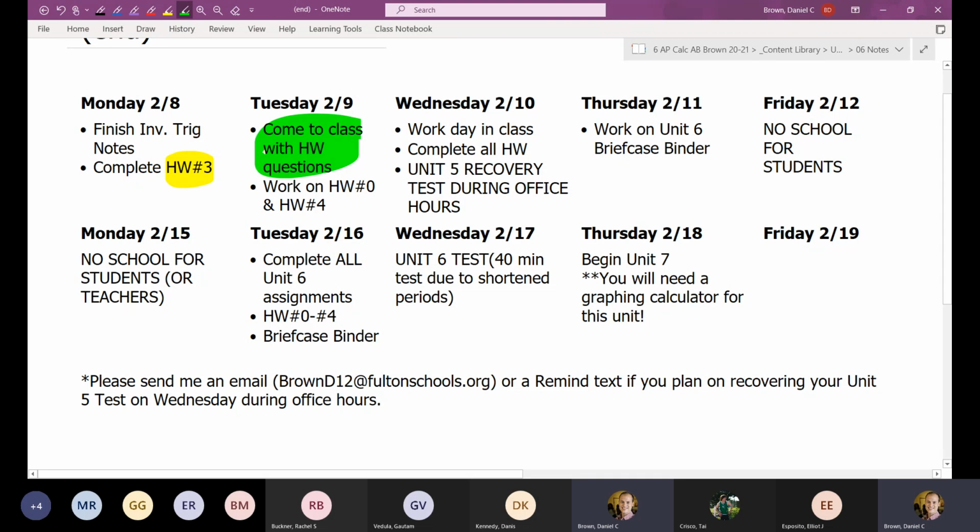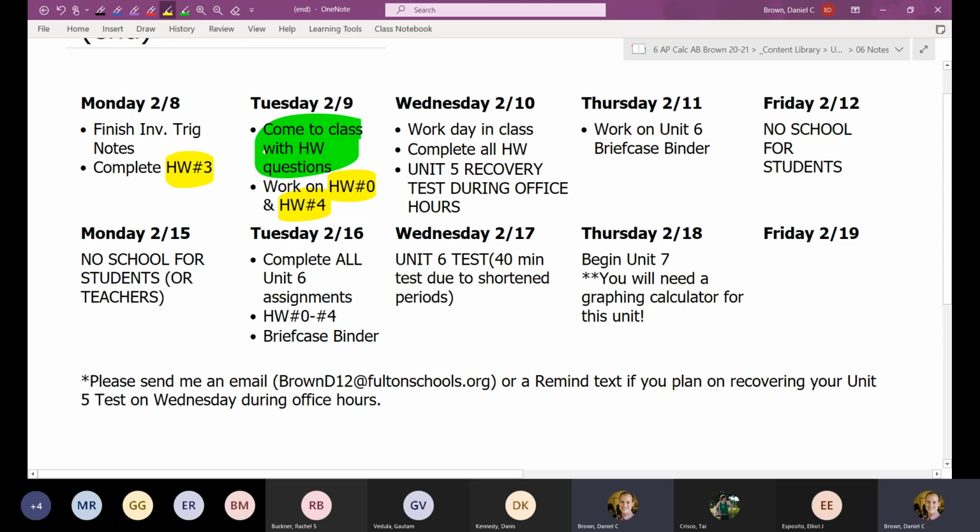Whenever you finish homework 3, though, you can go ahead and continue working on homework 0 and even start homework 4. There's no new material on homework 4, but it's just a bunch of integrals mixed together. Get your brain used to switching between rewriting versus natural log versus inverse trig versus other types of integrals.